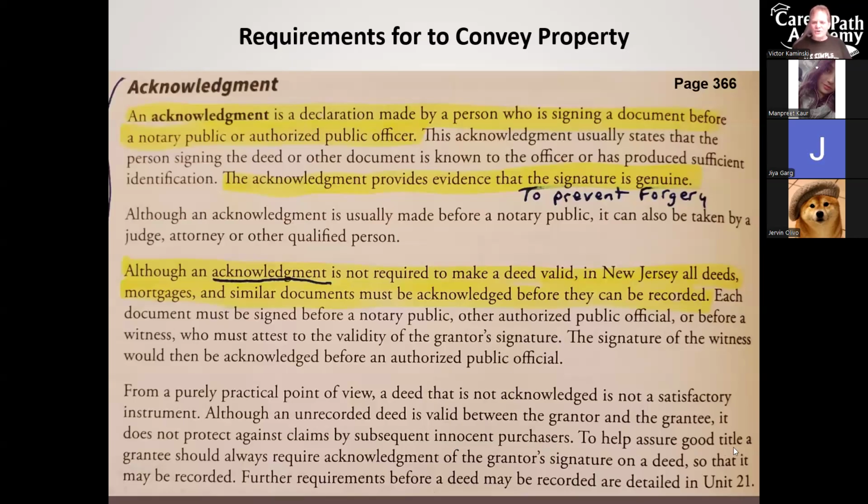So to help assure good title, a grantee should always require acknowledgement of the grantor's signature on a deed so that it may be recorded. So the grantor is the seller. The seller's signature should be acknowledged, and then it should be recorded in a public record as soon as possible to prevent any such chicanery, I guess they call it, horsing around.